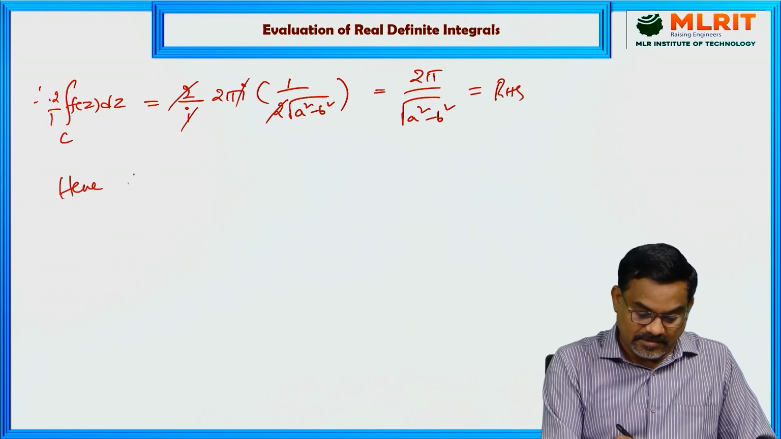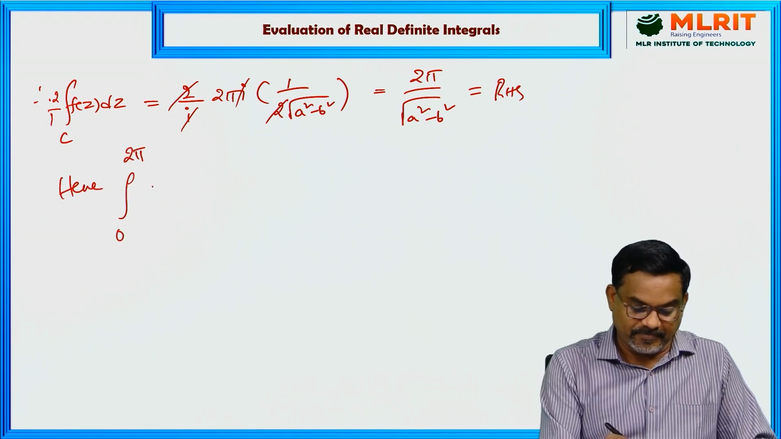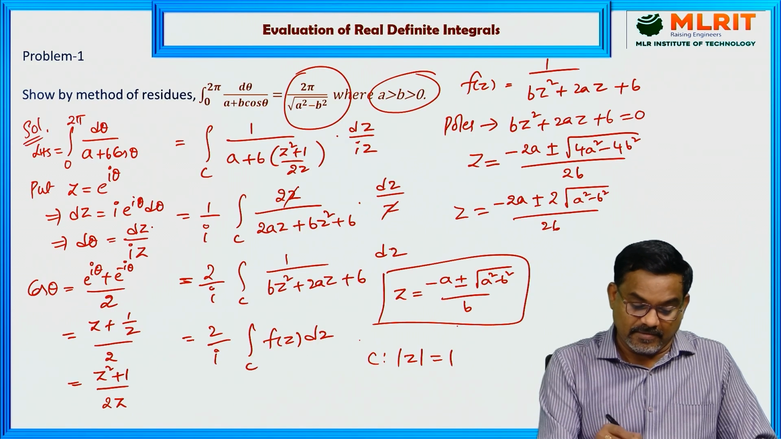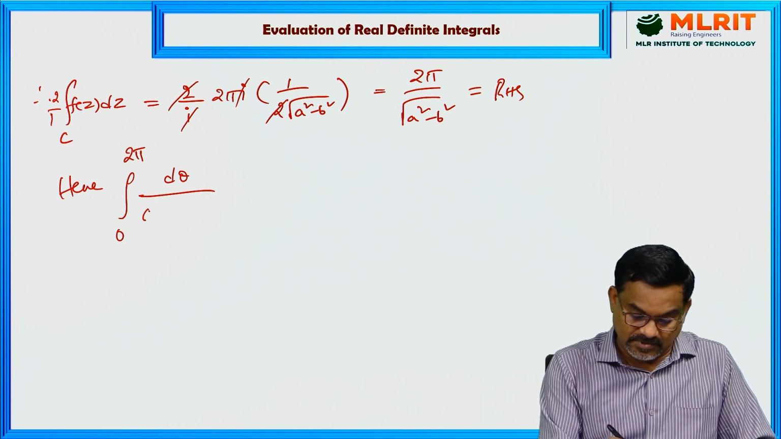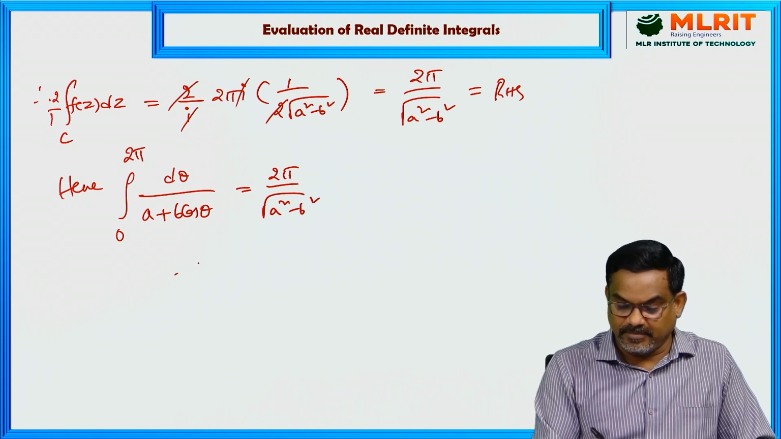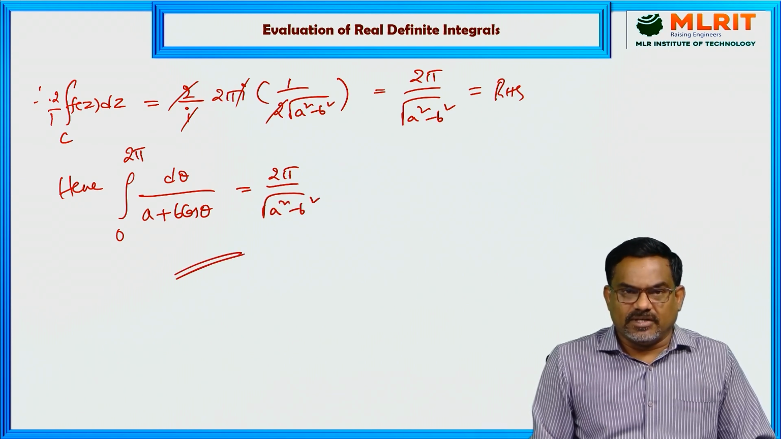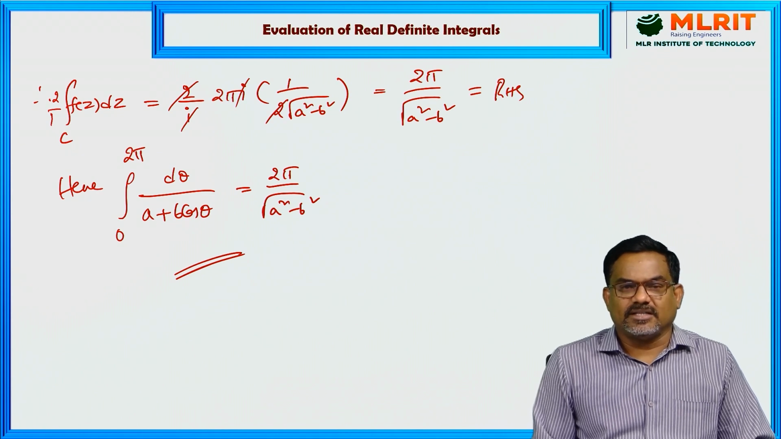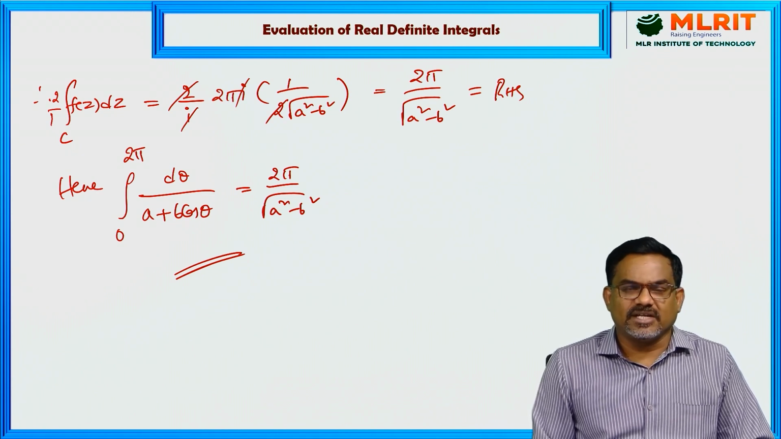Hence, the integral from 0 to 2 pi d theta by a plus b cos theta is equal to 2 pi by root a square minus b square. So using the residue theorem, we can evaluate the line integral of a function which is having either sin theta or cos theta.